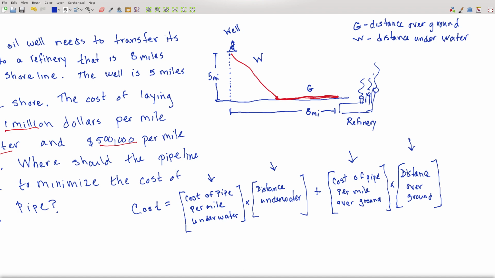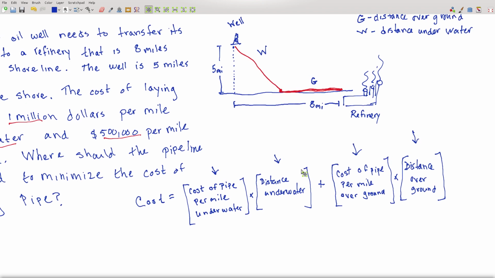Yeah, not bad. As a matter of fact, with those two symbols, we can improve upon what we've only done in words. Down here, I can improve upon this. I know the cost of the pipe per mile underwater, right? I underlined those in the problem, yeah? The cost of running the pipe per mile underwater.